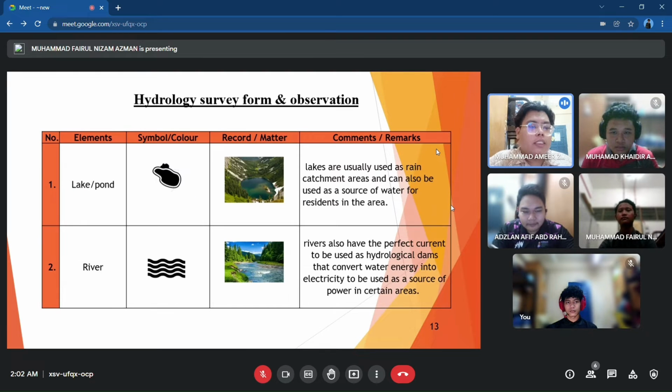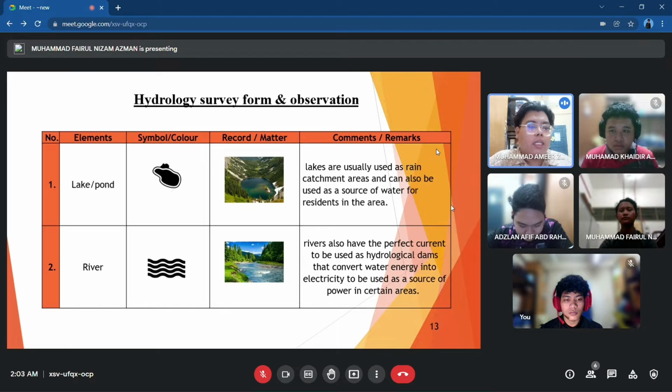So next is hydrology. First element is lake or pond. Lakes are usually used as a rain catchment area and can also be used as a source of water for residents in the area. And the last element is river. Rivers also have the perfect current to be used as a hydrological dam that converts water energy into electricity, to be used as a source of power in certain areas.